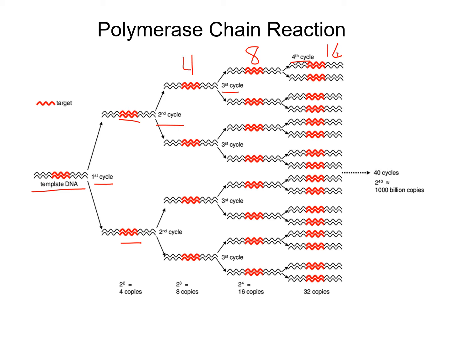And most PCR reactions go about 40 cycles, so you are running through this cycling of temperature, heating, cooling, heating, 40 times. And where you started out with one template, one double-stranded DNA, you can end up with 1,000 billion copies of the DNA. So this polymerase chain reaction is a very powerful technique used to amplify or copy DNA.